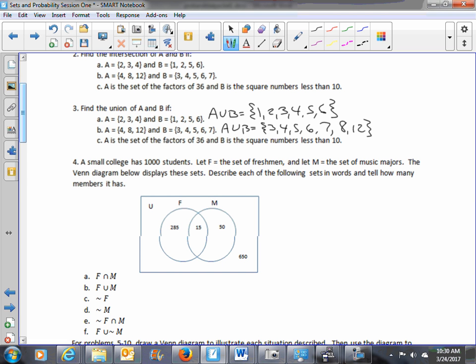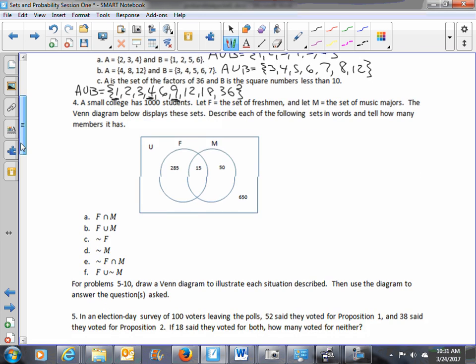And C, A is the set of factors of 36, and B is the square numbers less than 10. Okay, now remember up here, A intersect B was just set B, so A union B is actually going to be the set A: 1, 2, 3, 4, 6, 9, 12, 18, 36. Because the set of square numbers less than 10 is 1, 4, and 9, and so we would put those in the set. They're already there from A, so A union B is the same thing as set A.